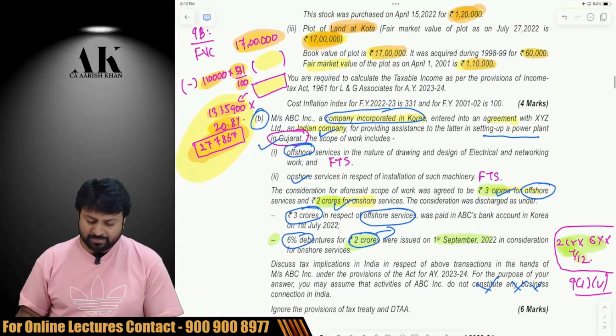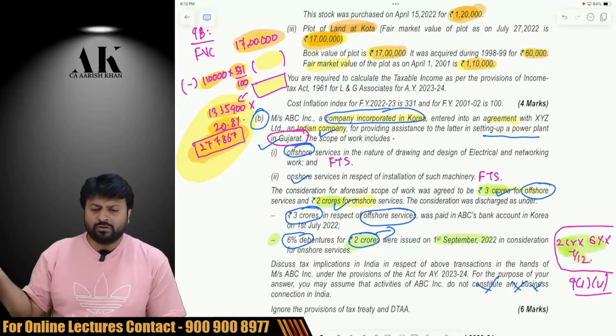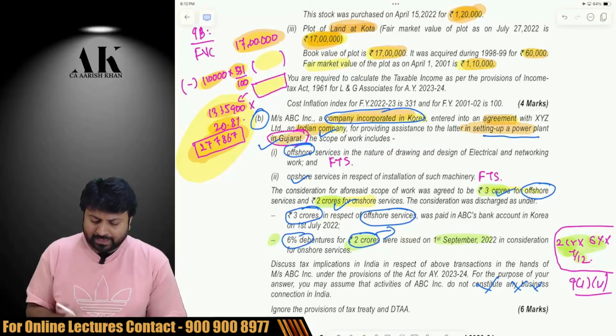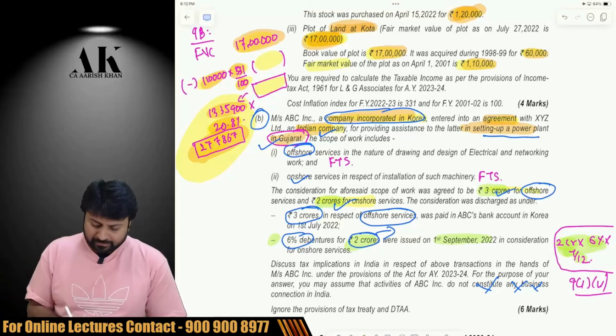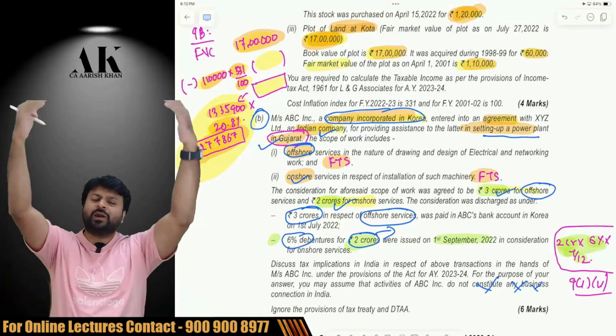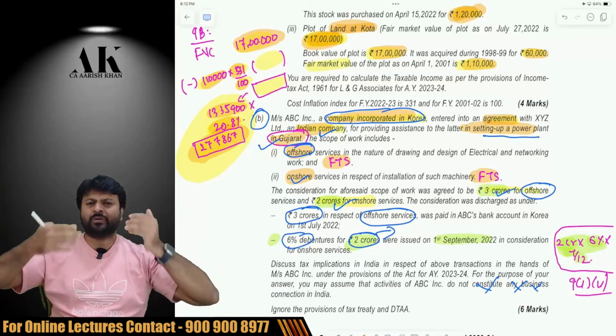Next question is a very simple question. It's a repetitive question which has come many times in the exam, which we have done earlier also in a lot of papers. That is, there is a foreign company which is entering into an agreement with an Indian company to provide some assistance with respect to a power plant in Gujarat. What kind of assistance? They are providing some FTS services to the Indian entity. FTS services: one is offshore service, another is onshore service. Offshore means they are providing the services from outside India with respect to an Indian project. Onshore service means they are coming to India and providing services in India.